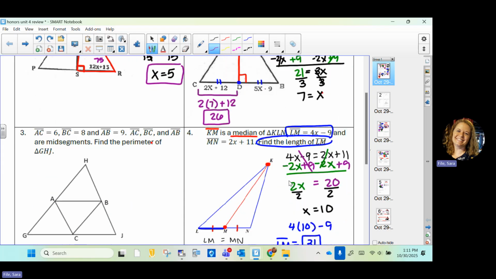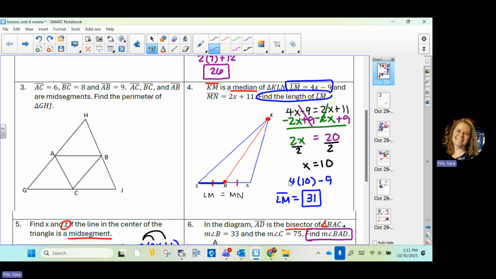All right, I haven't done 3 with any class, so I'm going to look at 3. In number 3, it says that AC is 6, so I'm going to label that. BC is 8, and AB is 9. They tell you that AC, BC, and AB are mid-segments, so I'm going to add some tick marks to show that these are mid-segments.